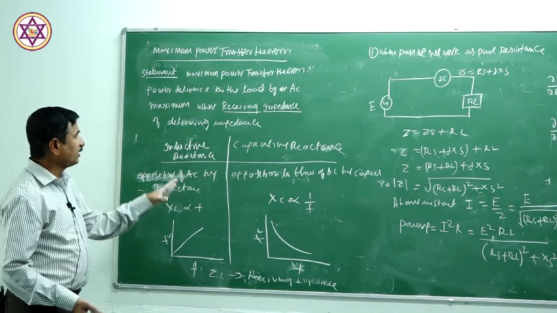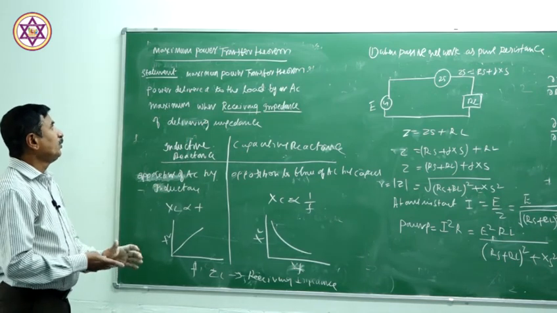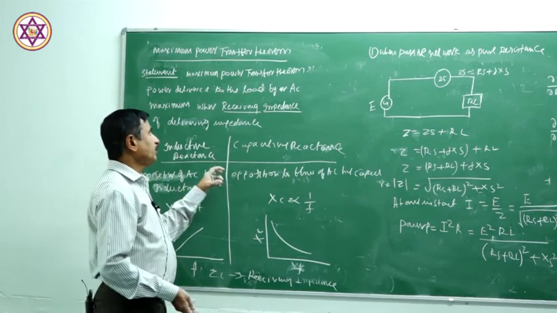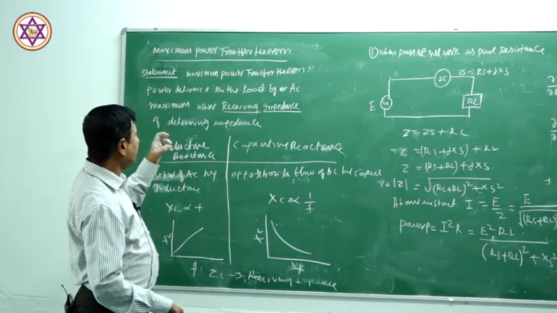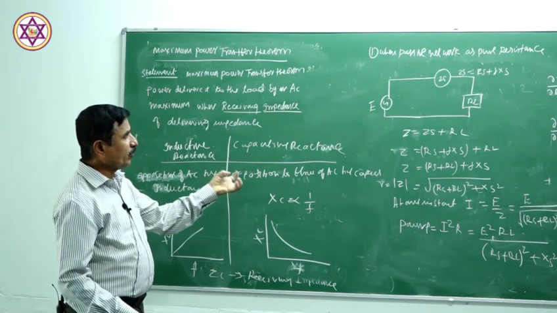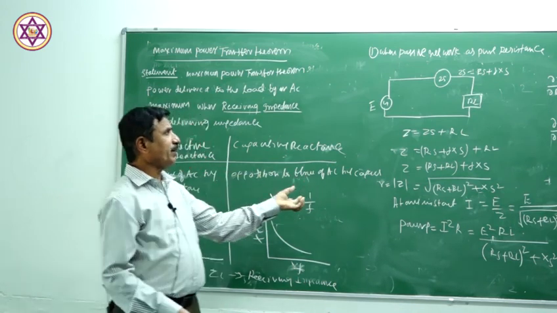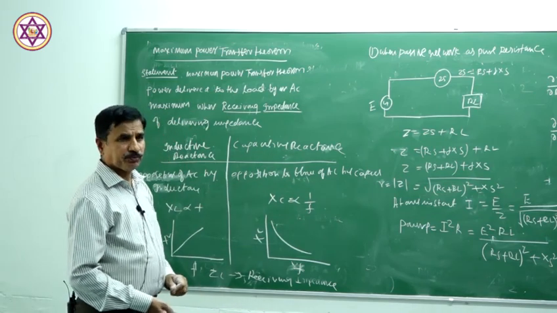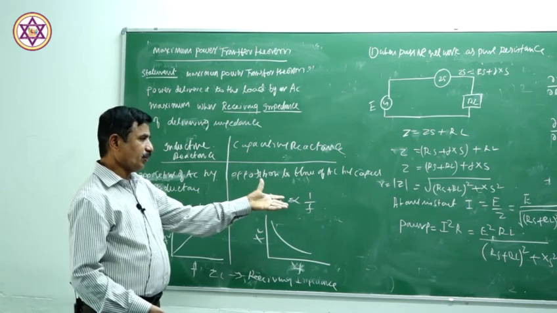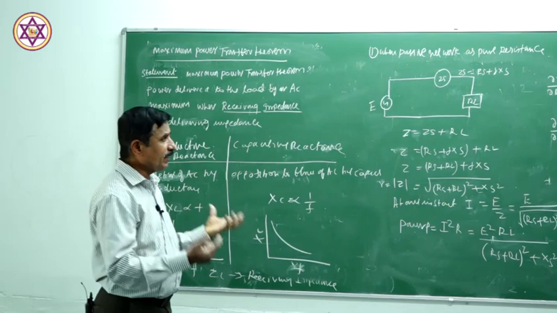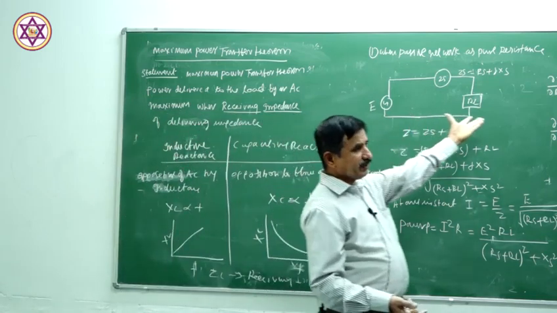Now, in this class we have seen the statement of the maximum power transfer theorem and the proof by two methods, that is, when the load has complex impedance and when the load is purely resistive. We have shown how we get the maximum power by adjusting the load resistance.